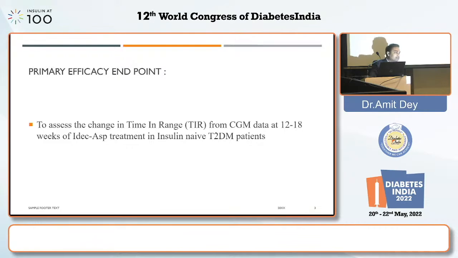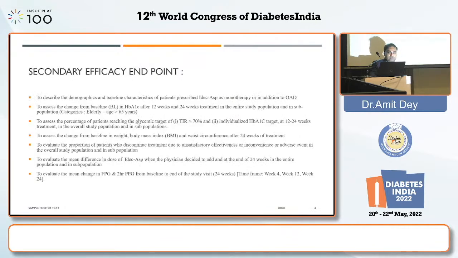So we're going to look at the insulin naive patients, patients who are either being initiated for the first time on insulin, or they're on an OAD or any other drugs and they're being changed over. In addition, they've been added an insulin. So that's going to be the criteria for patients.